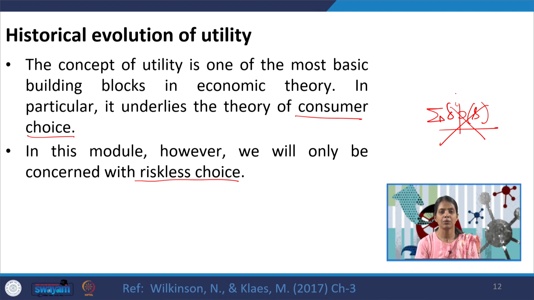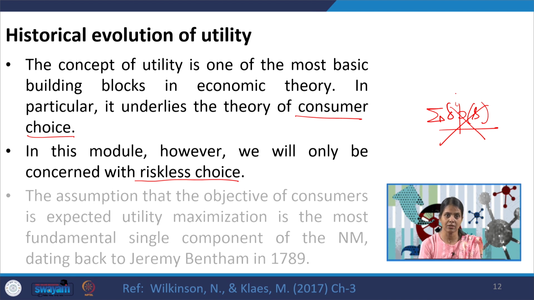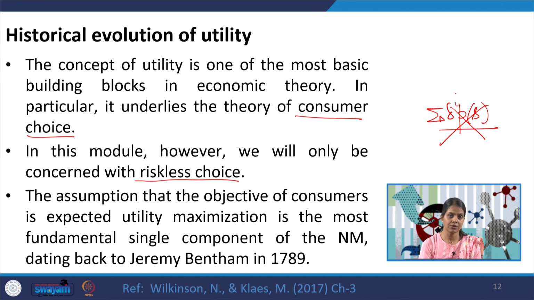For example, when we go for various kinds of decision making, how much to spend on different goods, where to go during our summer vacation, what job to choose, given that we have very fixed and clear cut preferences and no risk involved in those preferences. The assumption that the objective of consumer is expected utility maximization is the most fundamental single component of the neoclassical model. Just to recapitulate, NM stands for neoclassical model, dating back to Jeremy Bentham in 1789.